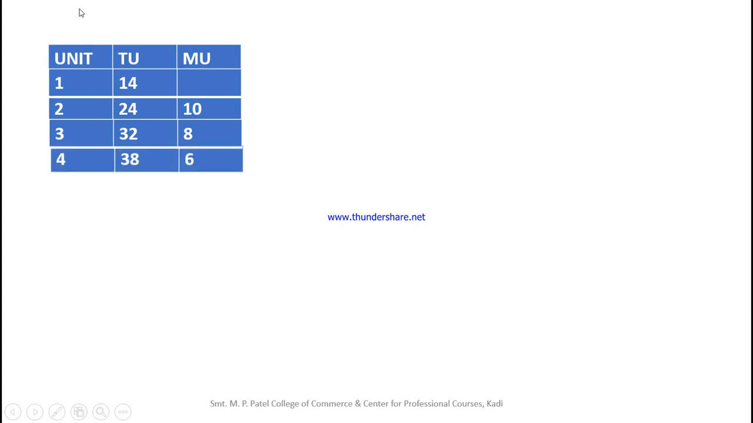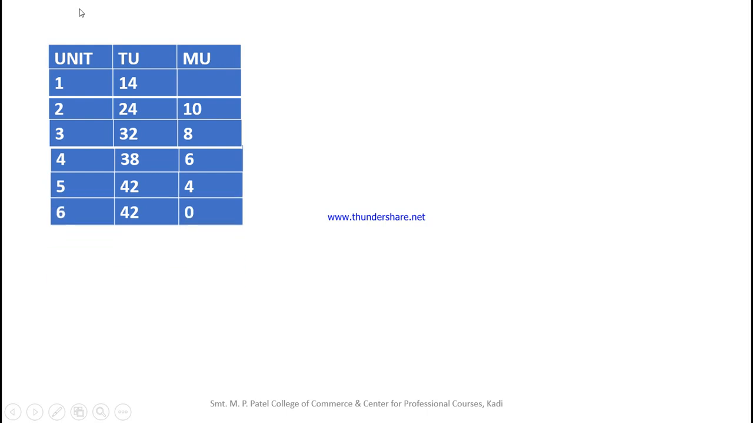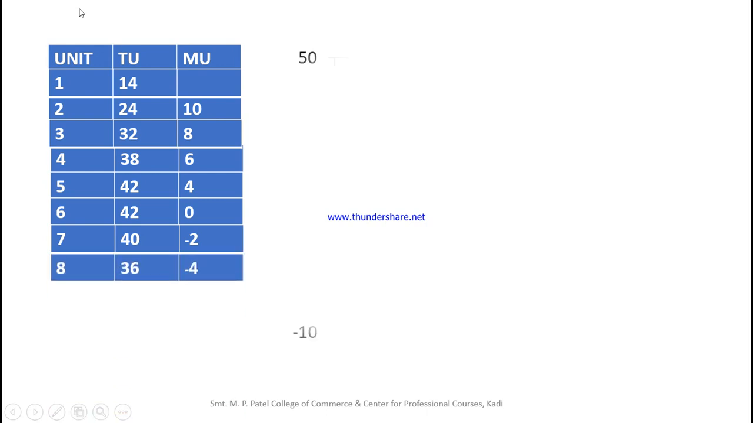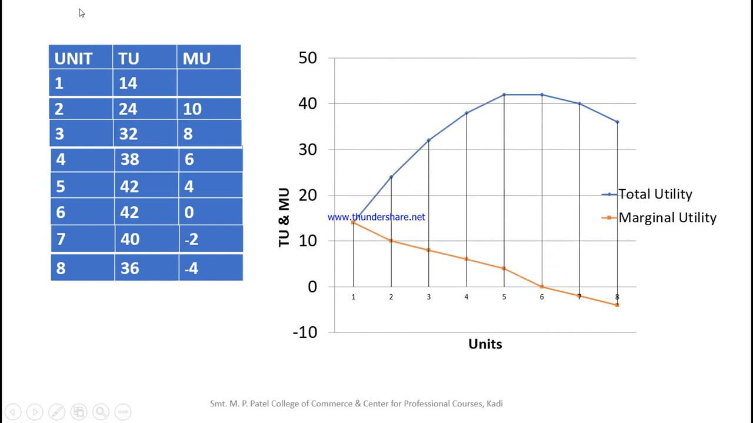When the person uses the fourth unit, then he gets a total of 38 utils of satisfaction, and from the fourth unit the marginal utility is 6. 38 minus 32. From the fifth unit, total utility is 42 and marginal utility is 4. So this way, continuously, when a consumer increases the consumption of units, gradually marginal utility decreases, or we can say diminishes.